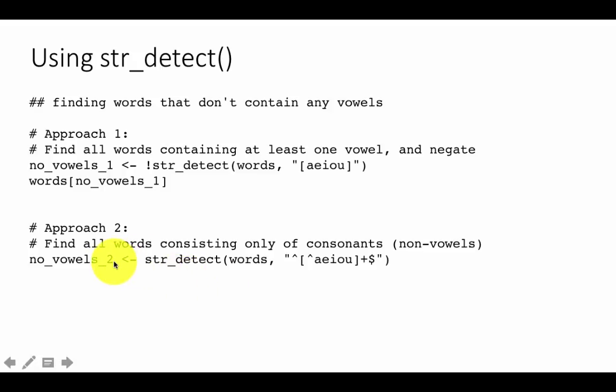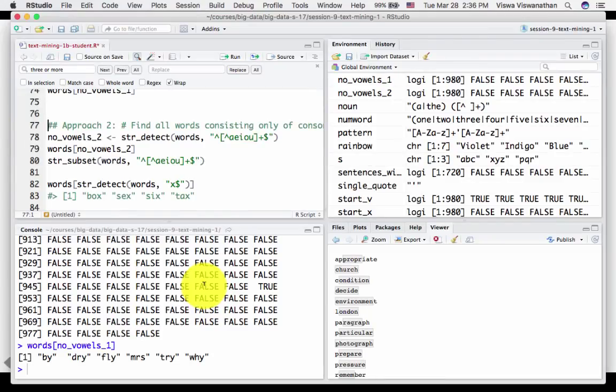That way, no_vowels_2 will essentially be the same as no_vowels_1. It's just another way of finding it out. And then you say words of no_vowels_2, and you'll get the same result. Okay, so let's run that and just verify that you actually get the same result.